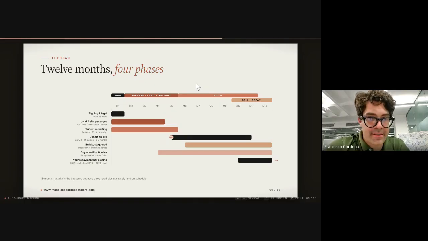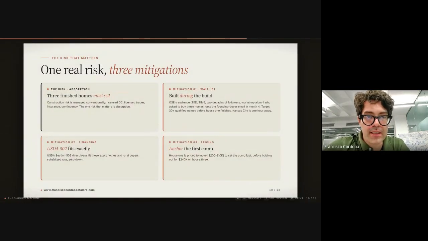Exactly. And then I put what I call the risks and the mitigations. The key thing is the houses, the finished homes must sell. So this is very important to find a good land and to have all the legal permits and to have a good strategy so we can really sell the house.